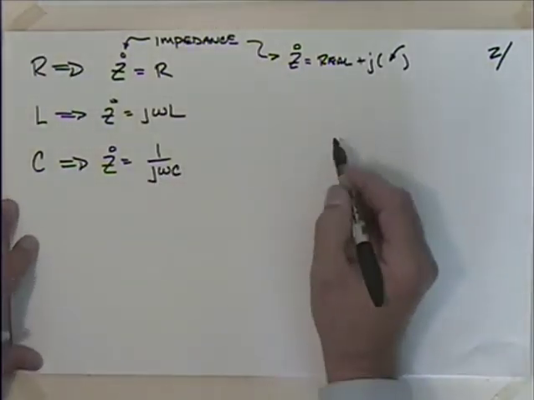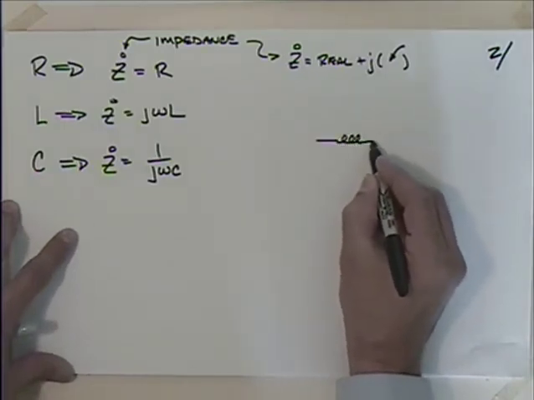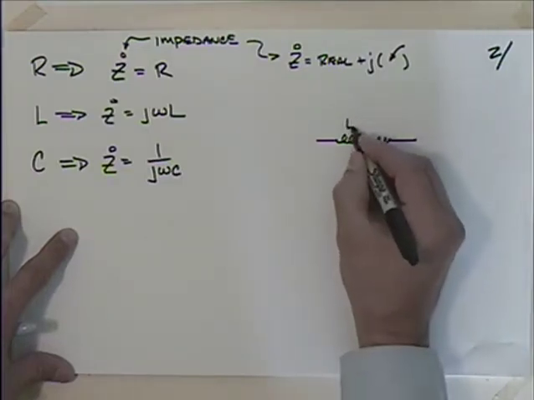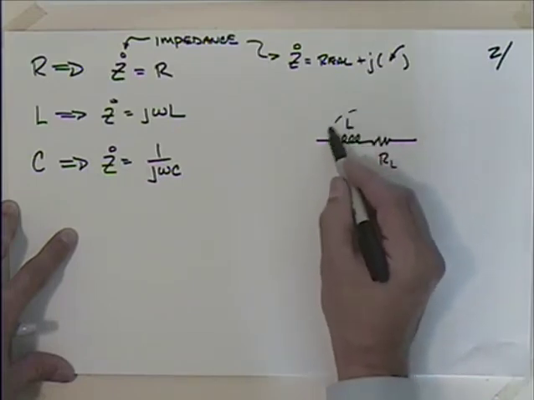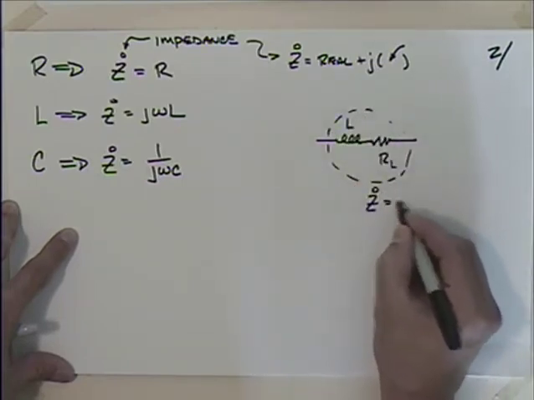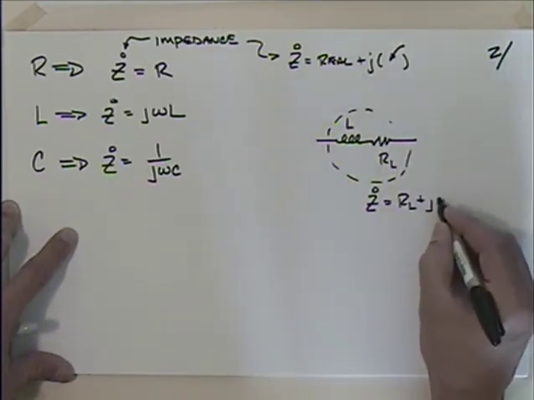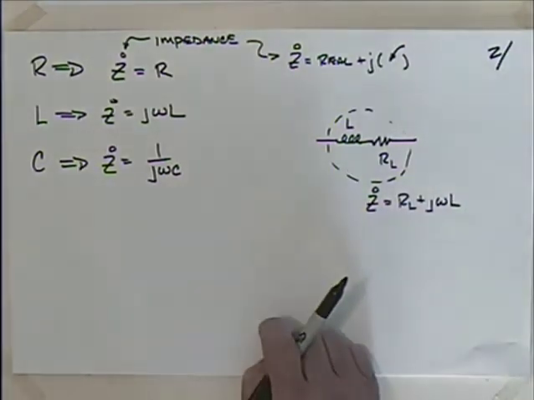So remember when we said that an inductor oftentimes had a lot of built-in resistance. So you have L and you have R sub L. Well, if we look for the impedance for this whole thing, this is where we would say that the impedance would be equal to R sub L, that's the real portion, plus j omega L. That's the reactive portion there.